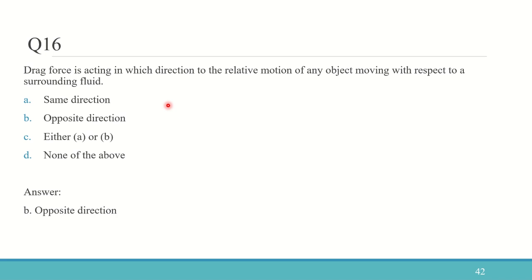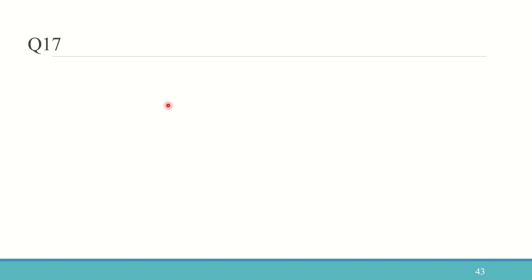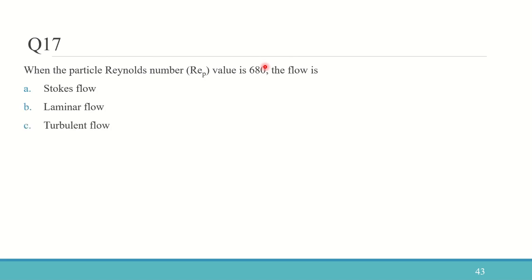Consider a particle falling down in a fluid. The drag force would be acting upward, pulling the particle up rather than letting it fall down, so that is the opposite direction. And so we go on to question 17. In question 17 it is asked that when the particle Reynolds number value is 680, the flow is Stokes flow, laminar flow, turbulent flow, or all the above. Here the Reynolds number is very high, so we can say that it is turbulent flow.